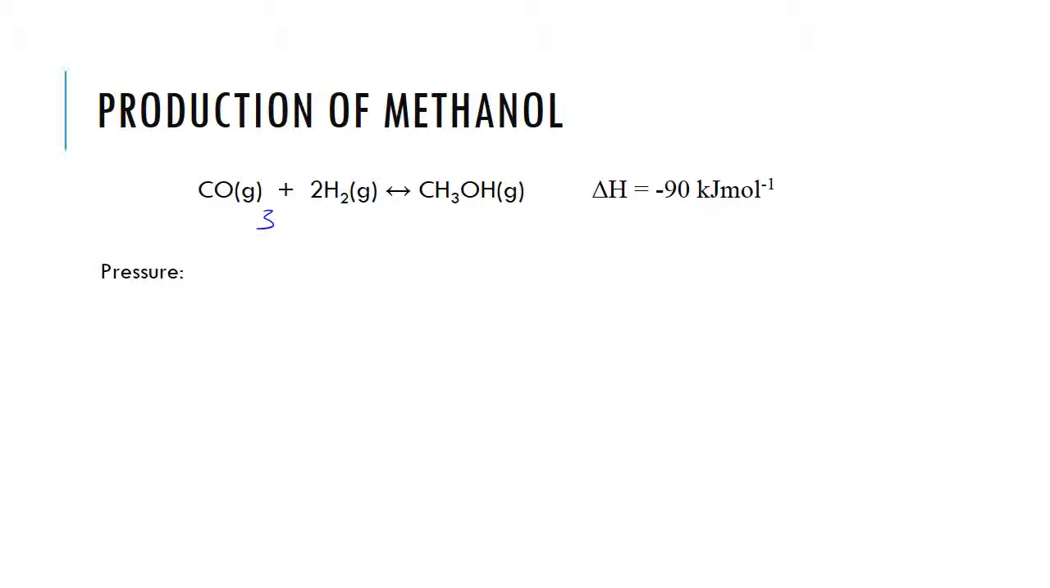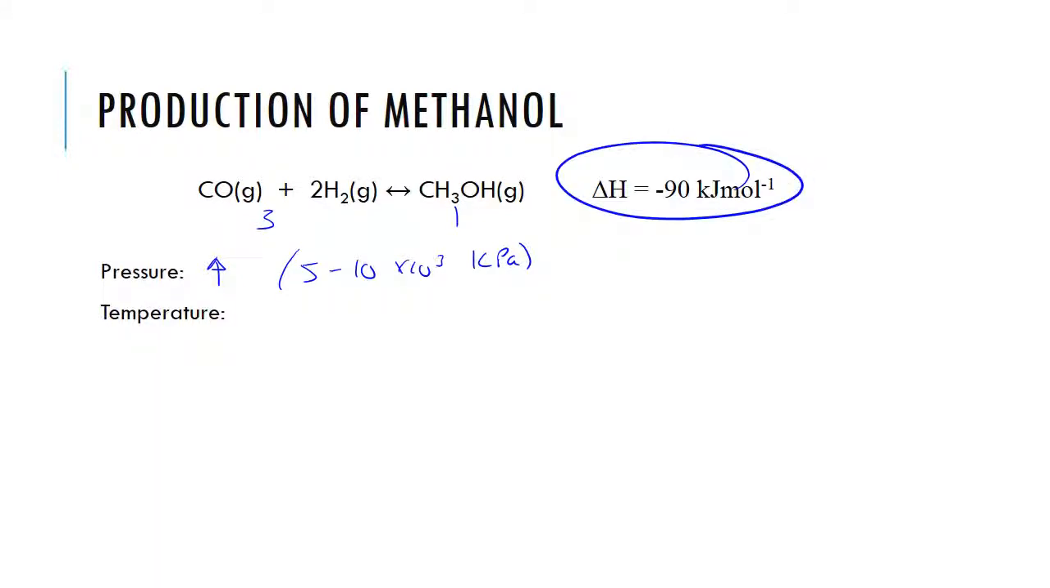So we're going from 3 moles to 1 mole. So what do we want to do? We want to increase that pressure. Now depending, they'll use it vary from 5 to 10 times 10 to the 3rd kPa. It all depends. Well, temperature, it's exothermic. So we want to decrease the temperature. Now they use a cool 250 degrees Celsius in relation to the other two.